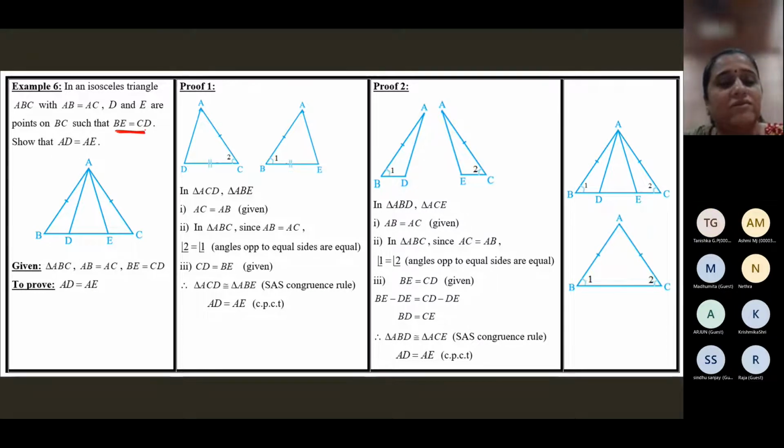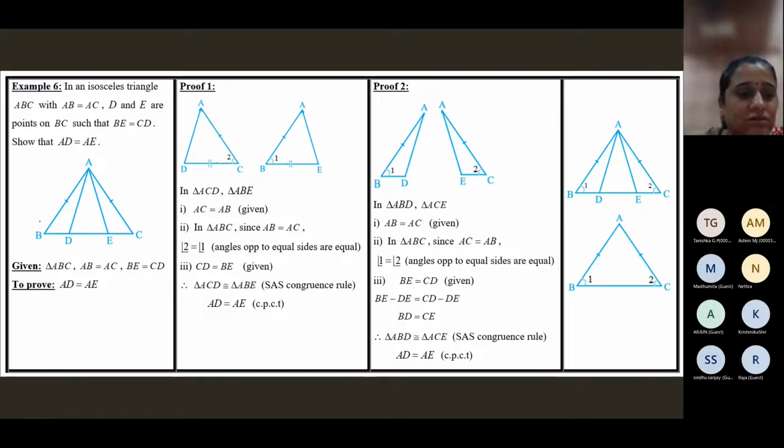Since we have another piece of information, BE is equal to CD, you cannot see those sides in the two triangles. You cannot find the sides BE and CD directly. There is B here and E here, and there is C here and D here in the other triangle. So we cannot use that information directly. We cannot mark those two sides as equal here. So we want one more piece of information.